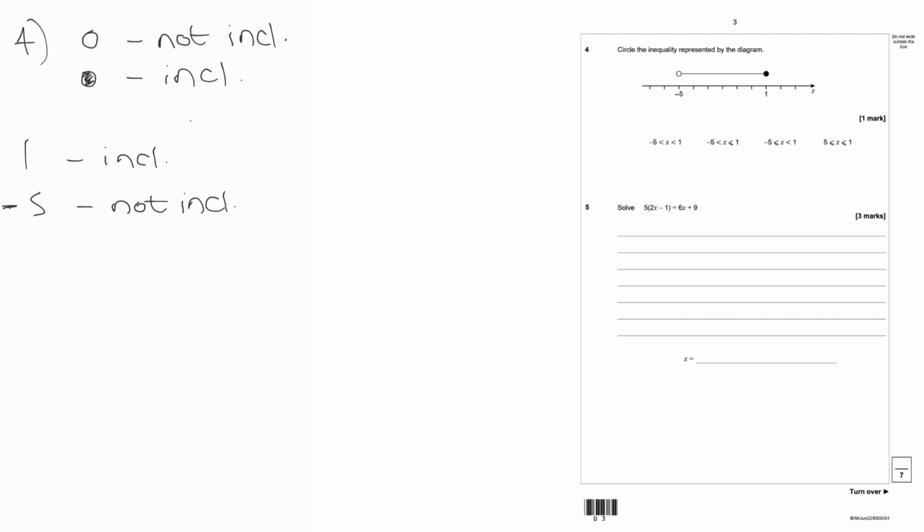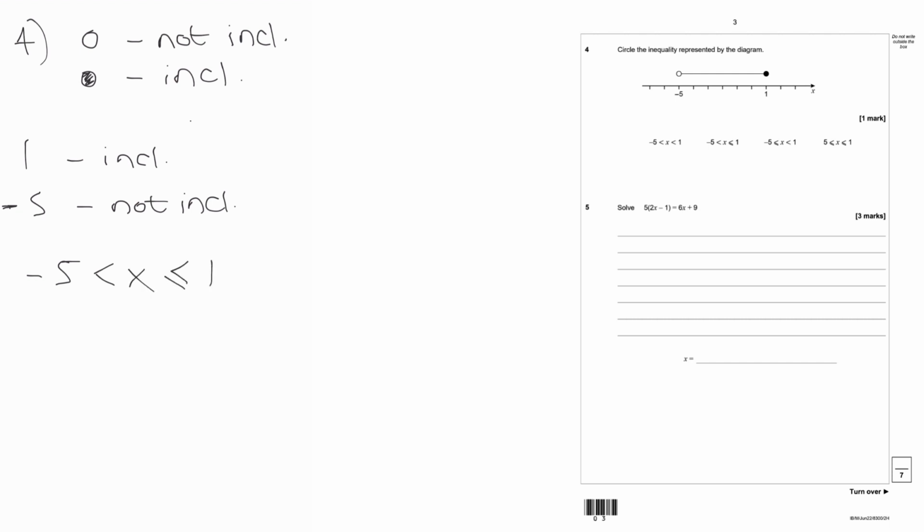So the inequality we're going to circle here is going to be, sorry, it's going to be x more than -5, so it's not equal to or greater than, it's just greater than, and it's going to be equal to or less than 1.